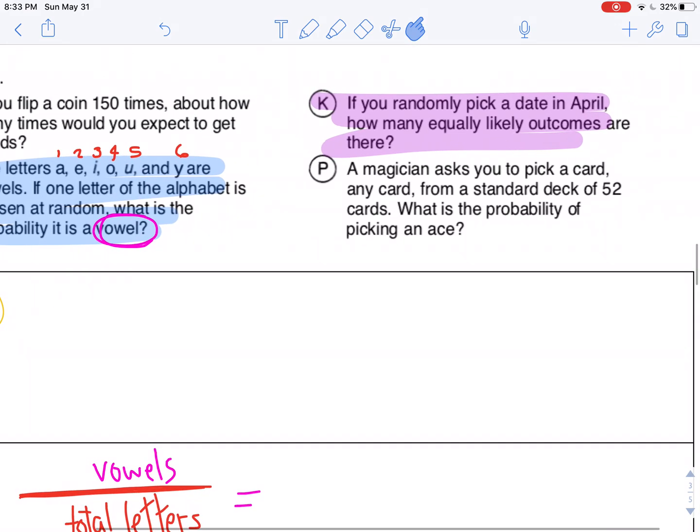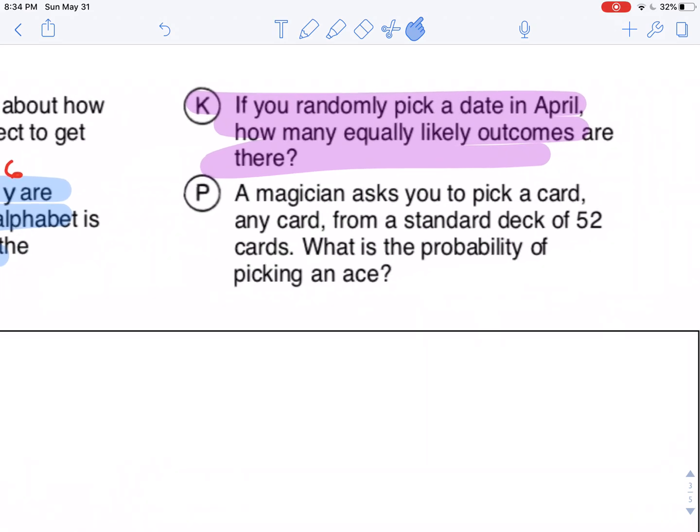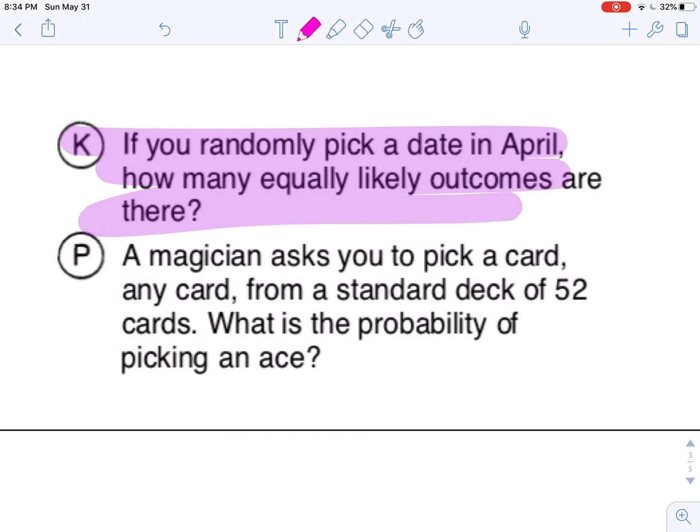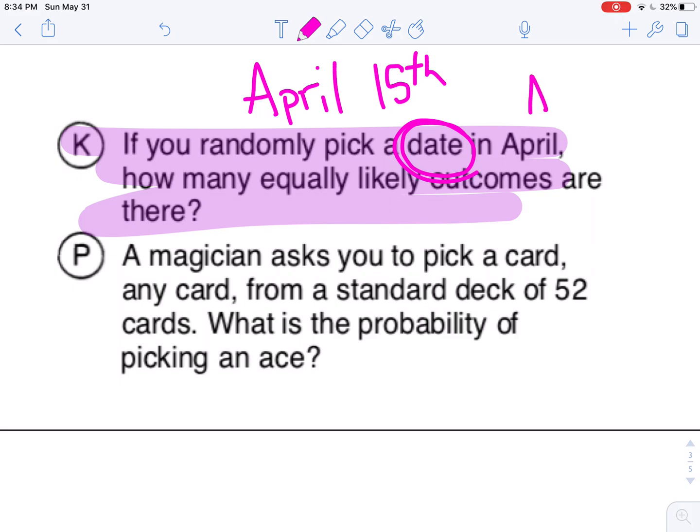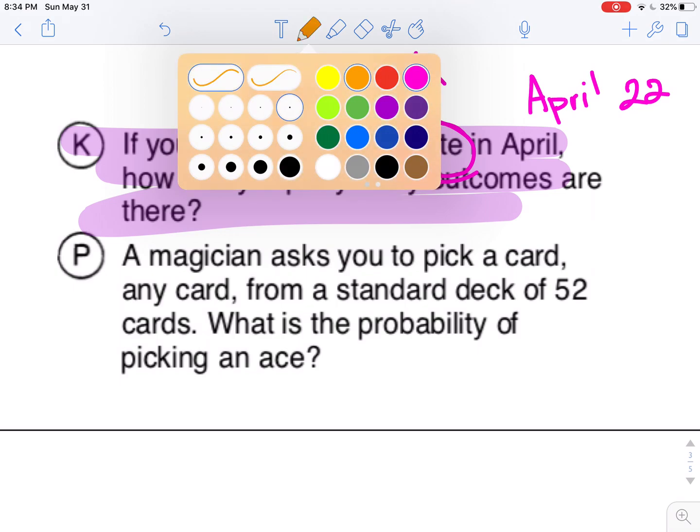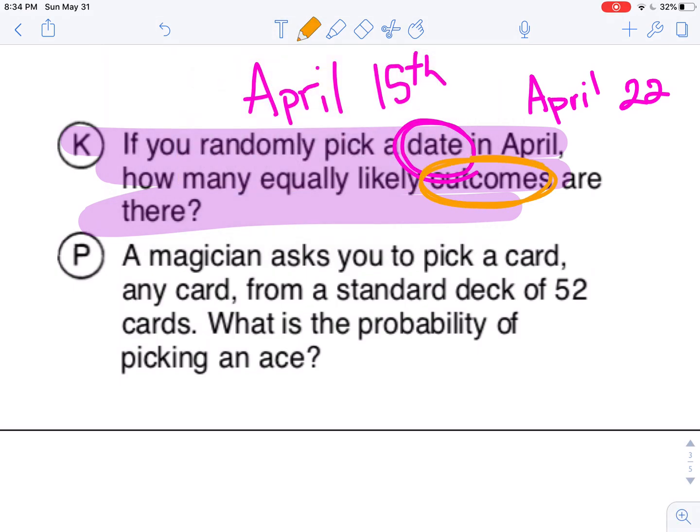All right. K, if you randomly pick a date in April, how many equally likely outcomes are there? All right. So this word date is like April 15th. Right? Or April 22nd, all right? So how many different choices do you have? That's what the word outcome is saying, right? You're just as likely to pick April 15th as April 22nd.